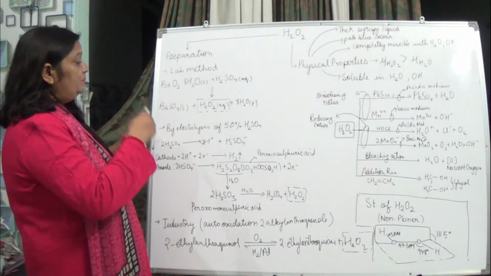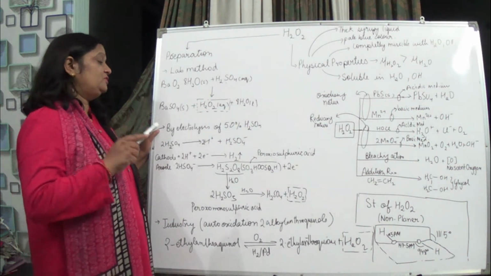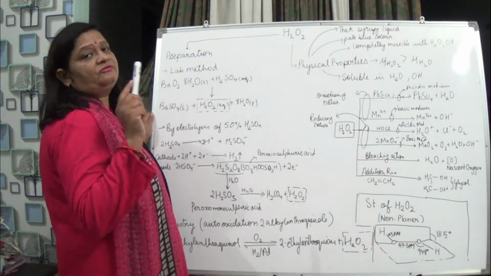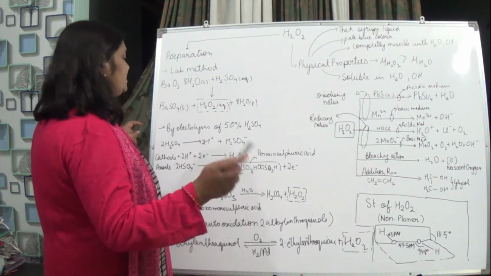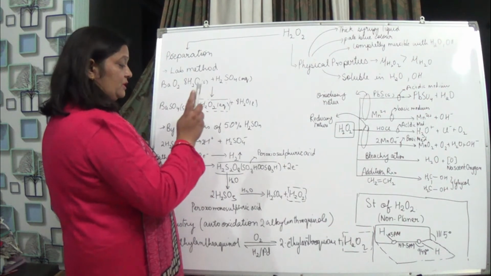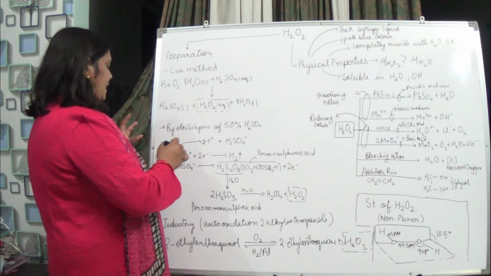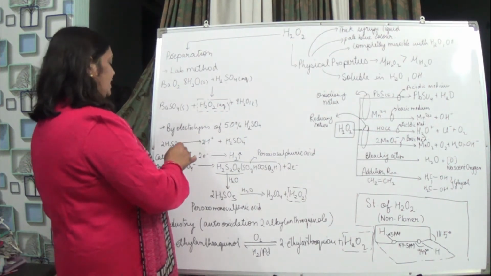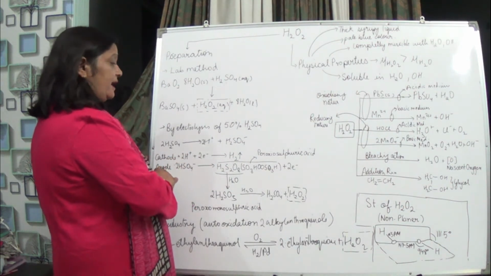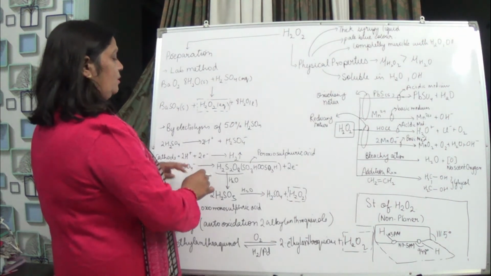Now here, the next method of lab preparation is by the electrolysis of 50% H2SO4, which means 50% water and 50% H2SO4. This H2SO4 breaks up into 2H plus ions plus SO4 2 minus ions. What happens over here at the cathode? 2H plus ions plus 2 electrons form hydrogen gas. At the anode, what happens? This sulfate, what does it give?